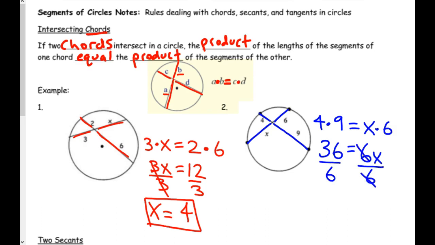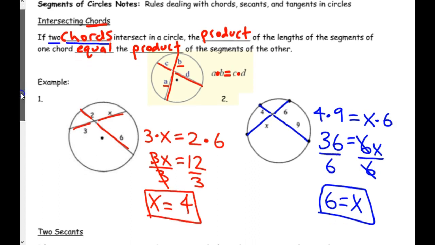36 divided by 6 is 6, so x equals 6. That's it. Okay. So if you have 2 chords inside a circle, that's how you do it. Now that's one thing we're learning. There are 2 other things we have to learn today. There are 3 different scenarios, and this was 2 chords.